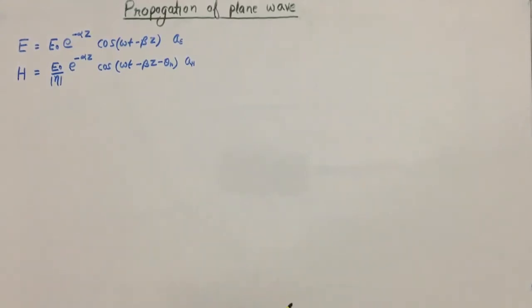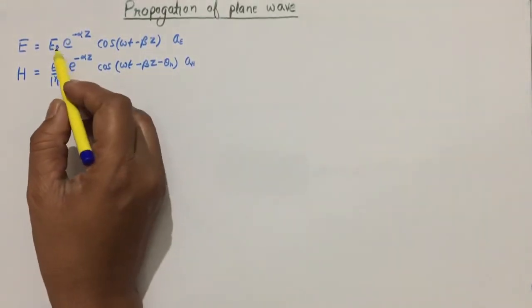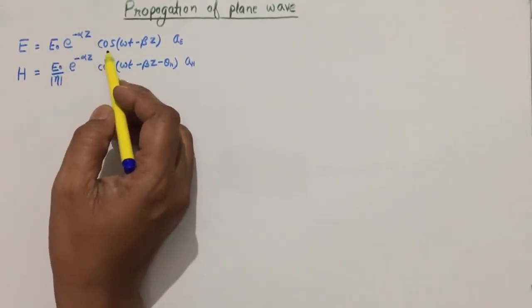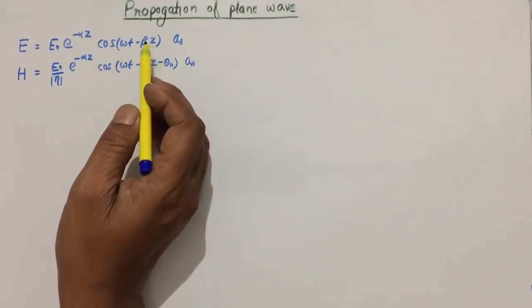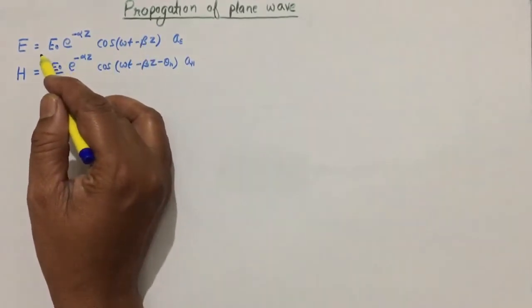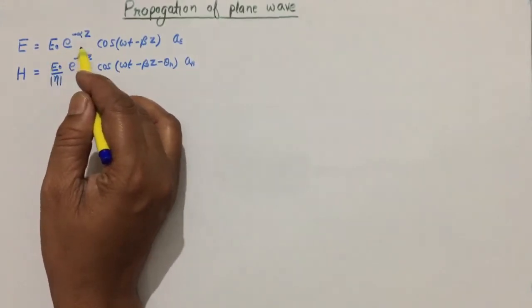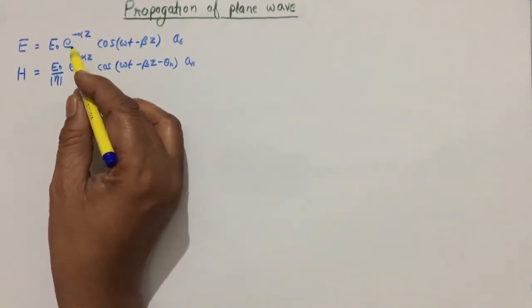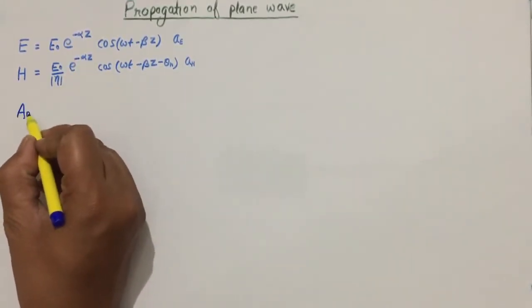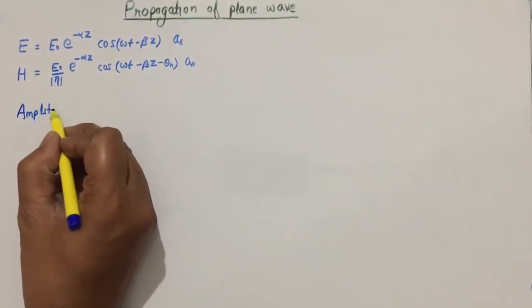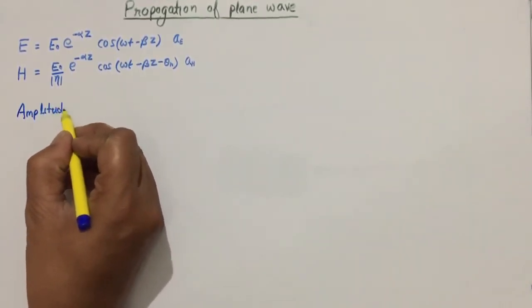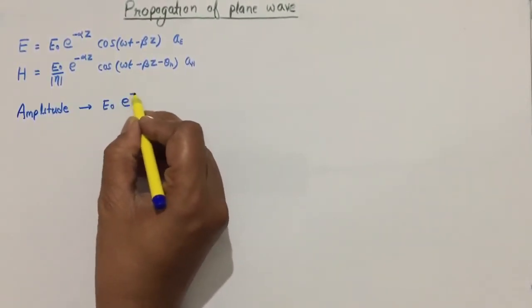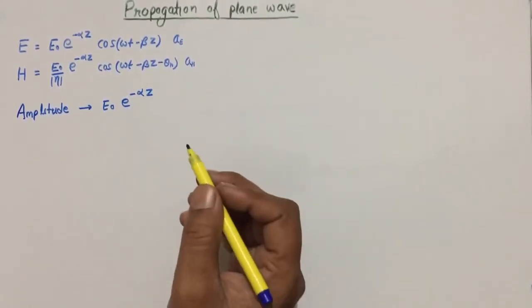And from the electric field component of the wave we find this is the amplitude which is varying sinusoidally. So the electric field component amplitude is E naught e to the power minus alpha z. So from here we can say the amplitude of the wave is E naught e to the power minus alpha z.